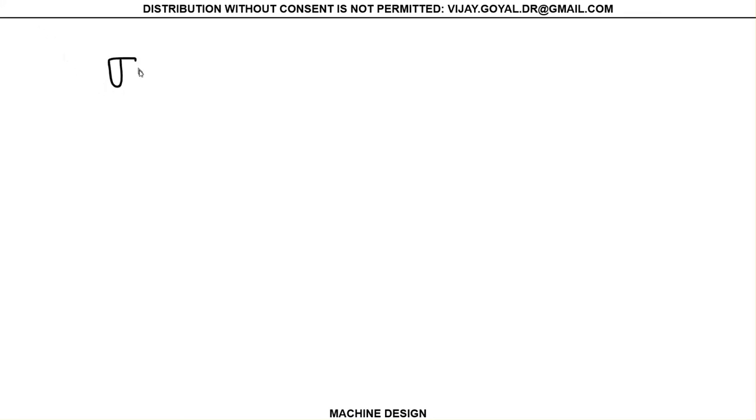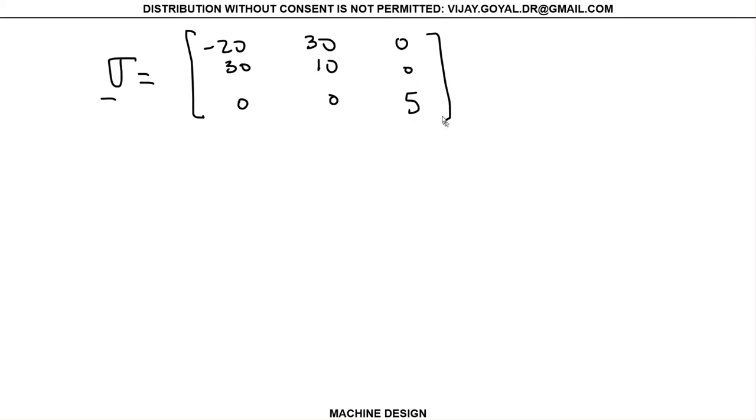Okay, so let's suppose I have this example: minus 20, 30, 30, 10, 0, 0, 0, 0. And let's suppose I put a 5 here. Okay, this is not a case of plane stress. But to solve this problem it's easy if you can see that all these are 0, and have only one number across the diagonal.